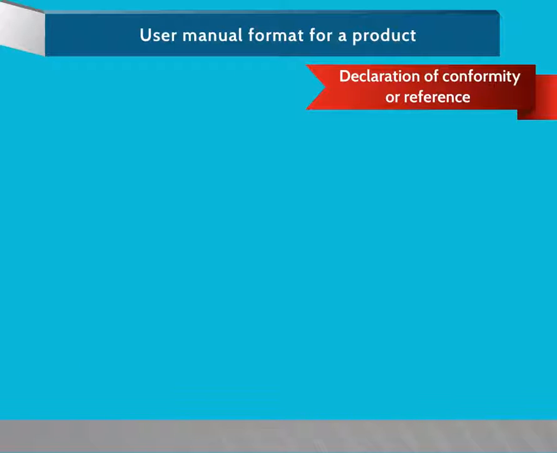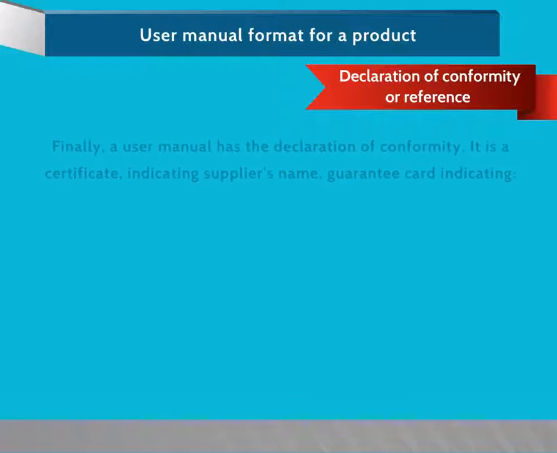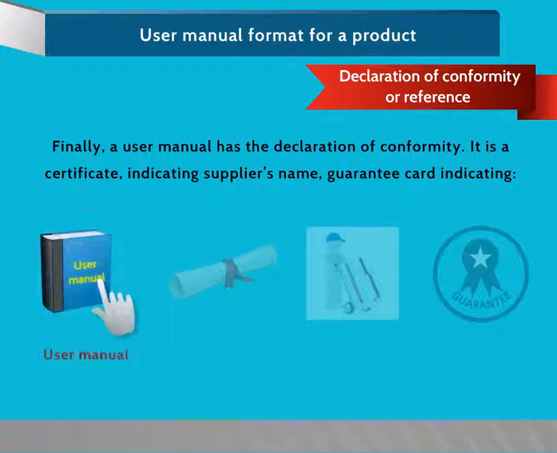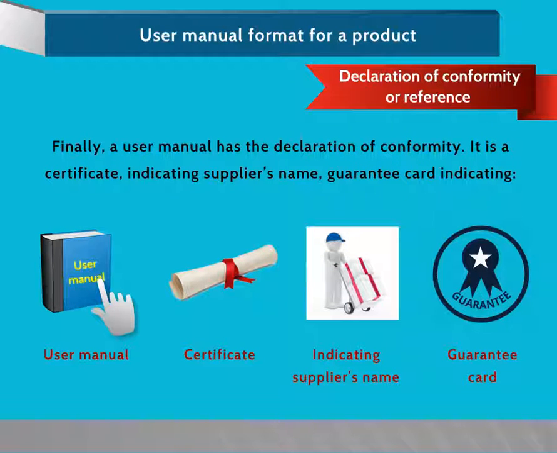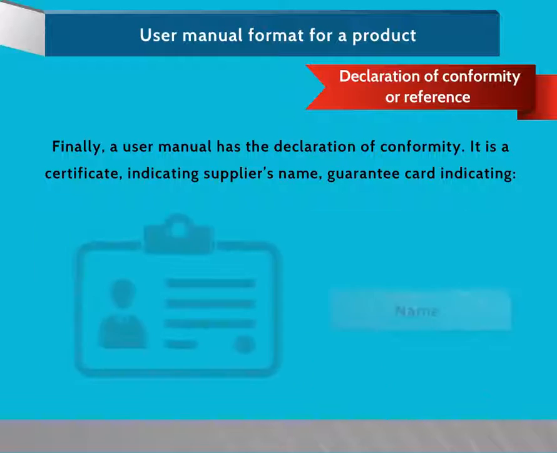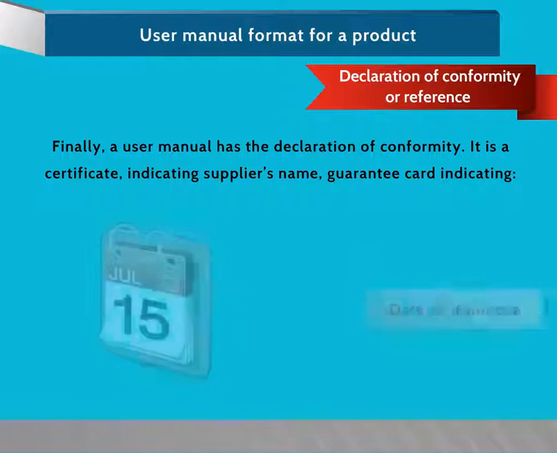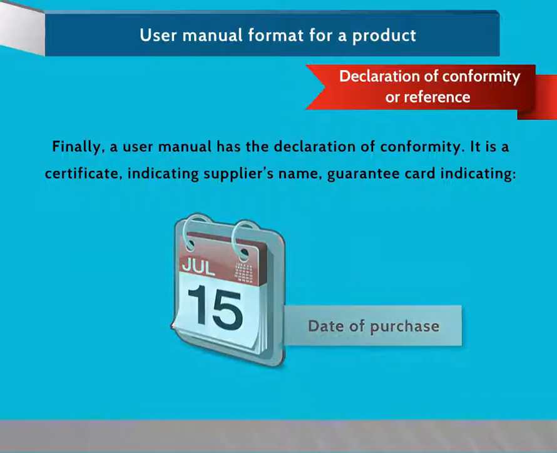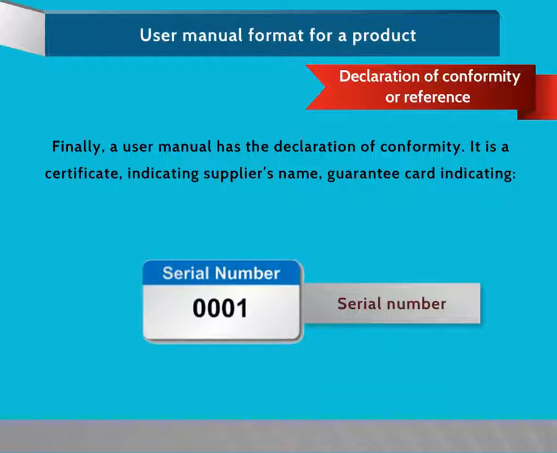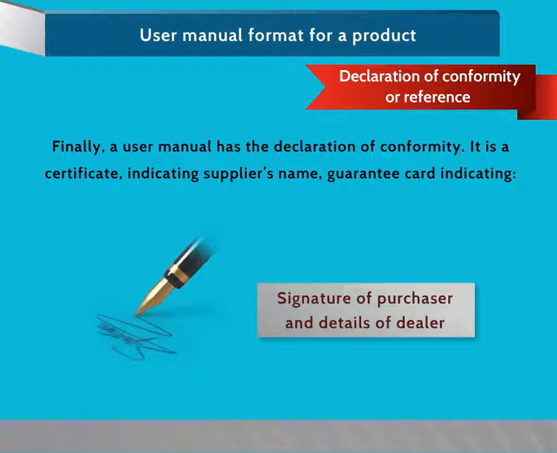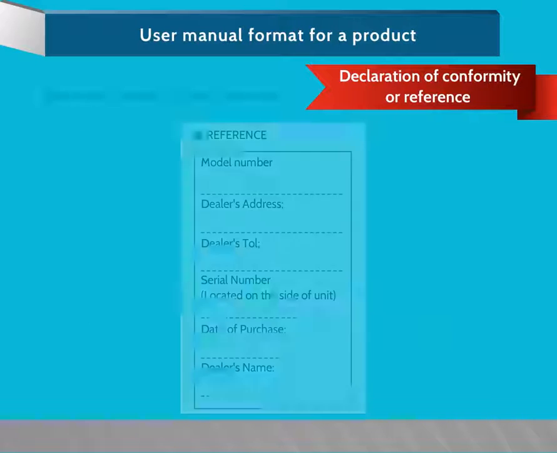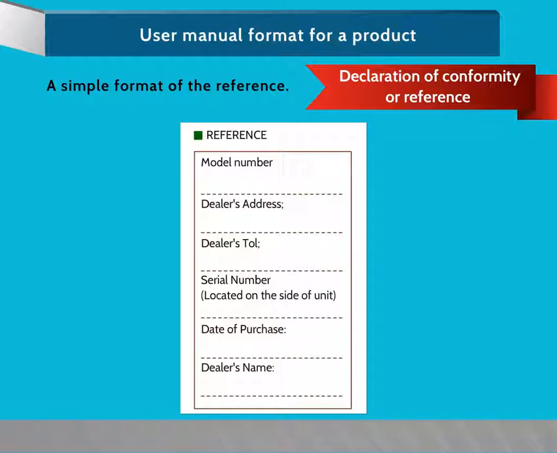A declaration of conformity or reference. Finally, a user manual has the declaration of conformity. It is a certificate indicating the supplier's name, and a guarantee card indicating name, address, date of purchase, serial number, signature of purchaser and details of dealer. A simple format of the reference.